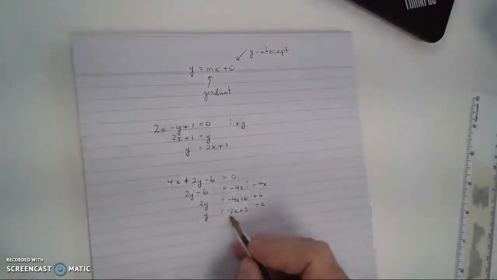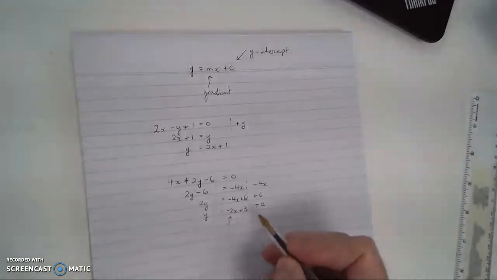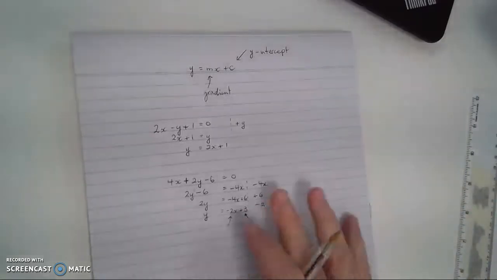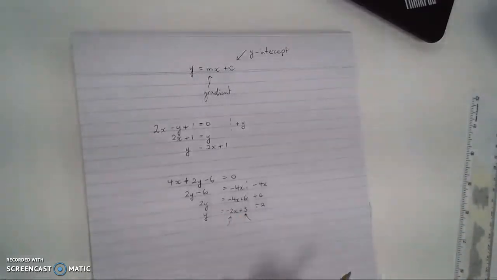And as you can see here now, we've got the gradient of negative 2 and the y-intercept readily apparent. So these things can now be graphed in the way that we've learnt previously.